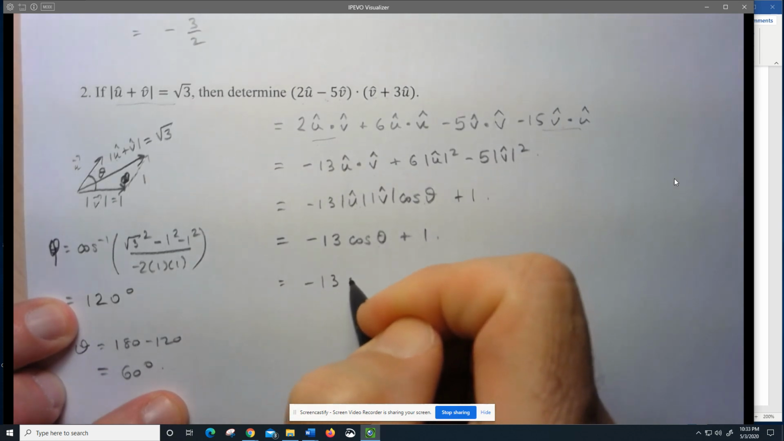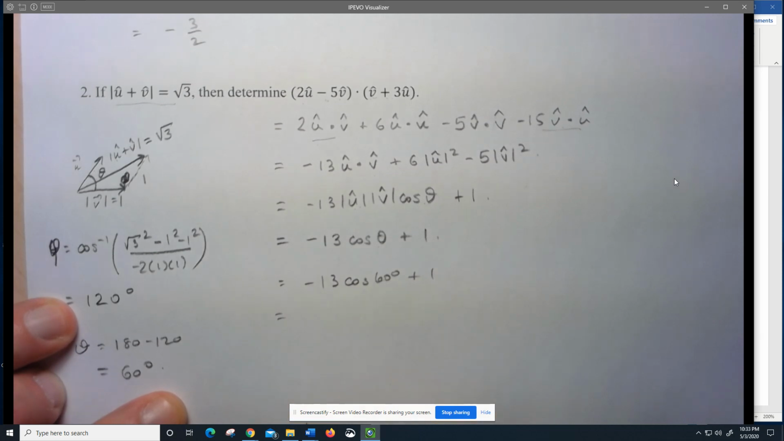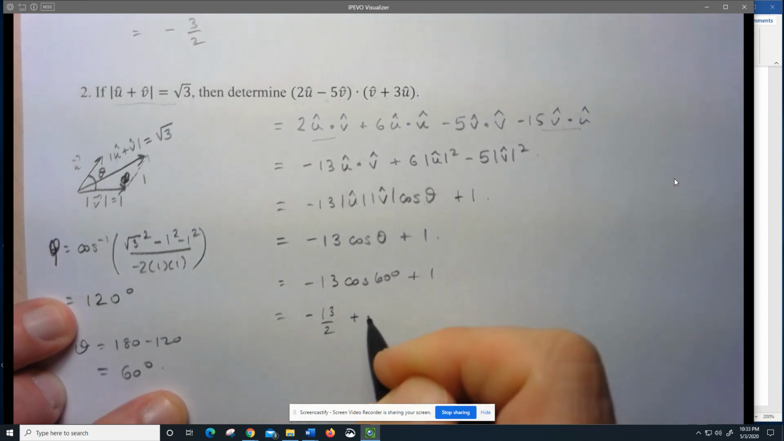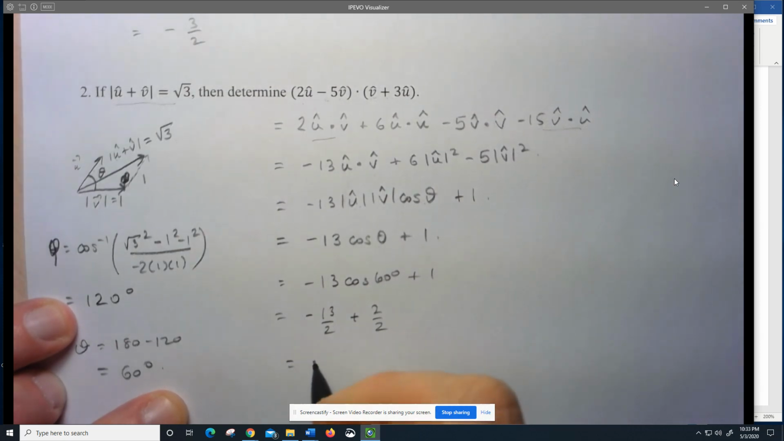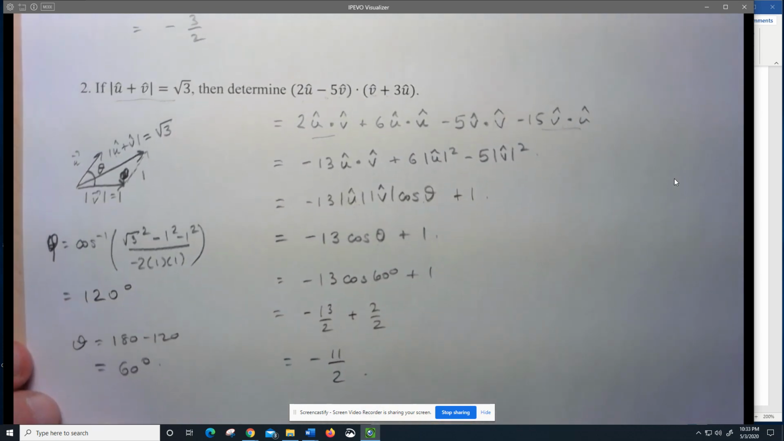So this is negative 13 cos of 60 plus 1. And as we calculated before, cos 60 is just 1/2, so negative 13 over 2 plus 2 over 2 is negative 11 over 2. And there you have it.